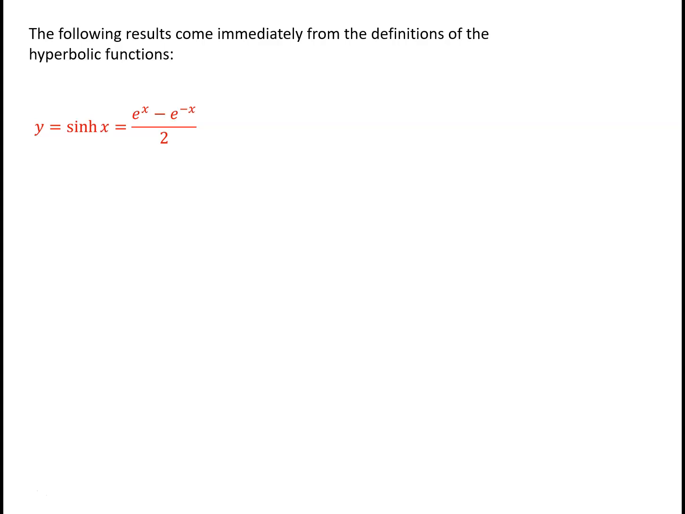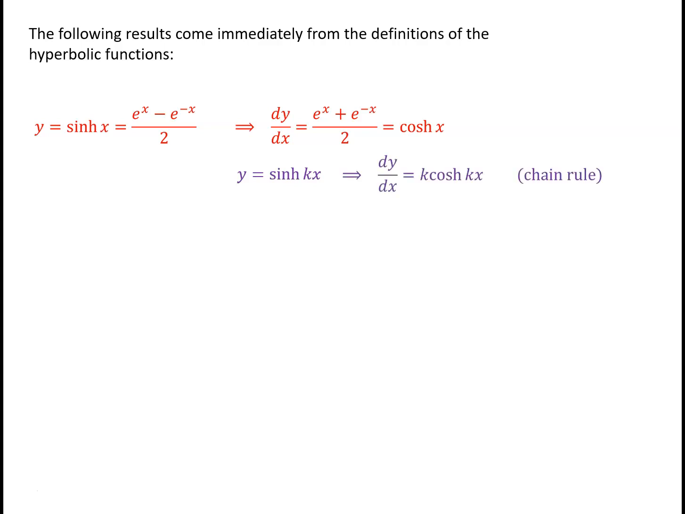If we've got y equals sinh x, which we know is e to the x minus e to the minus x divided by 2, then dy by dx is just going to be a half of e to the x plus e to the minus x. In other words, the derivative of sinh x is cosh x. And if we've got y equals sinh kx, then simple use of the chain rule will give us dy by dx equals k times cosh kx.